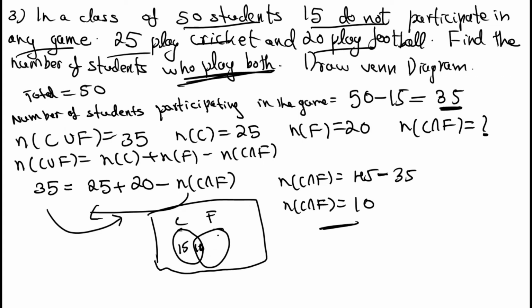Football only. Football is 20 but 10 is already taken, so 10 is remaining. If we compare, for football, 10 plus 10 equals the given data 20. For cricket, 10 plus 15 equals 25. You get the given data. C intersection F is 10, calculated using the formula. This is how to draw the Venn diagram for the given question.